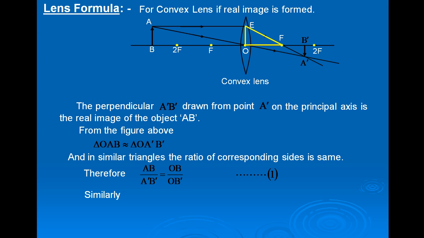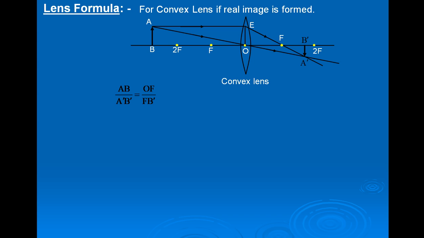Similarly, triangle EOF and triangle A dash B dash F, these are similar. Therefore, EO upon A dash B dash is equal to OF upon FB dash, or AB upon A dash B dash is equal to OF upon FB dash, because EO is equal to AB. Put this equation number 2.